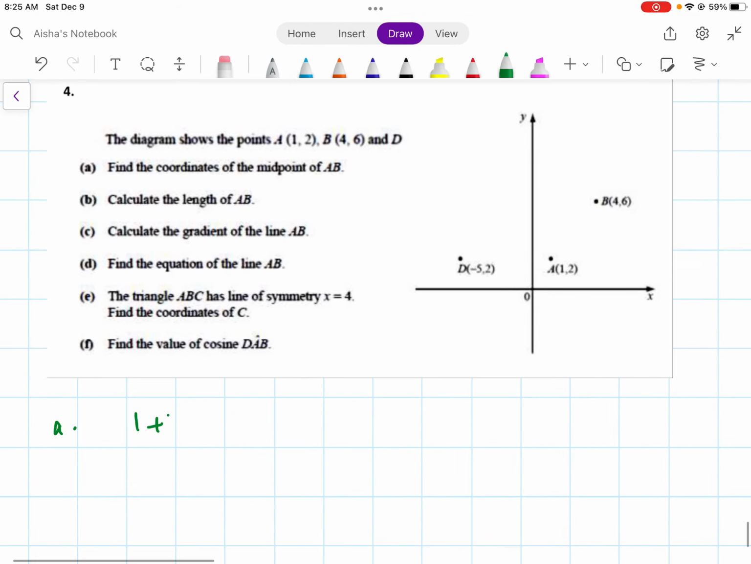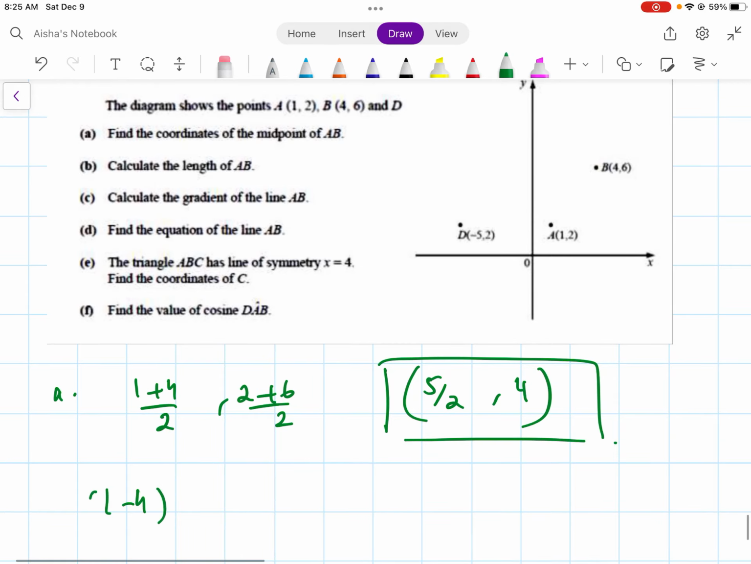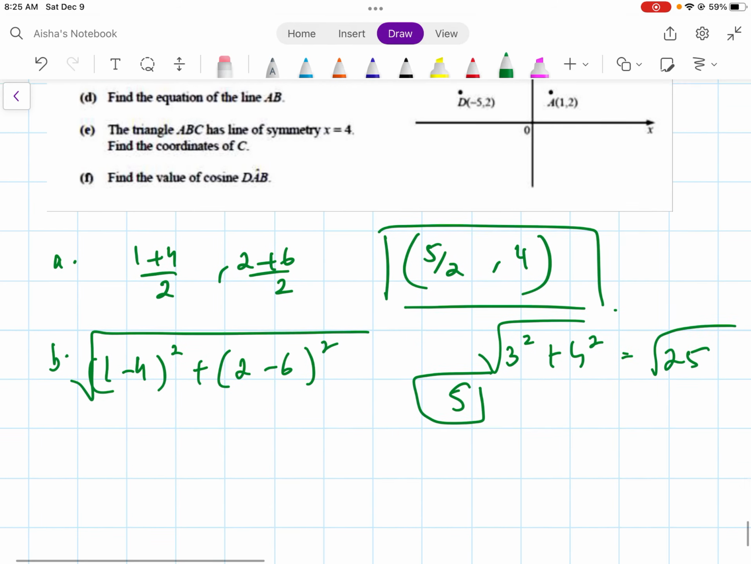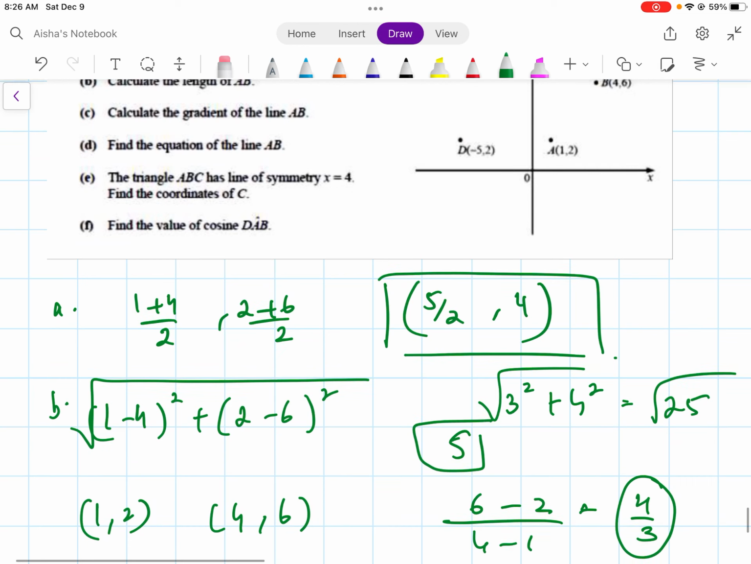Very straightforward. Midpoint of AB: (1 plus 4) upon 2, (2 plus 6) upon 2, that is 5 upon 2, 8 upon 2 becomes 4. Length of AB: (1 minus 4) the whole square plus (2 minus 6) the whole square, the whole under root. 3 square plus 4 square gives you 25, so it will become 5. Gradient of the line AB, (1, 2) and (4, 6): 6 minus 2 upon 4 minus 1 gives you 4 upon 3 as the gradient.